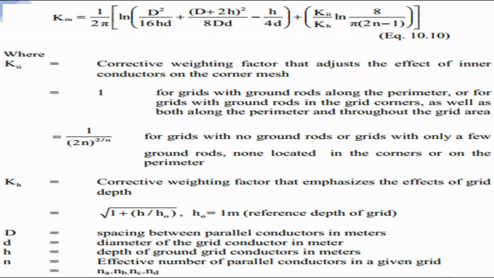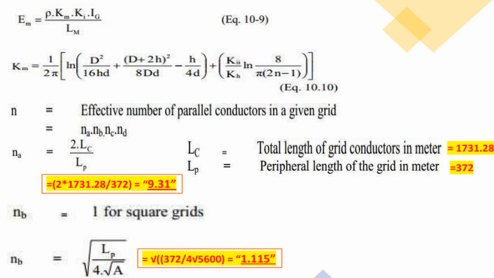The effective number of parallel conductors, n, is a complex parameter that depends on the grid's overall structure. This factor n is derived from n_A, n_B, n_C, and n_D, which account for different aspects of the grid's geometry. n_A is calculated as 2 times the total length of grid conductors L_C, divided by the peripheral length of the grid L_P. For square grids, n_B is simply equal to 1. n_C and n_D are typically 1 for square and rectangular grids, simplifying the calculation in many common scenarios.